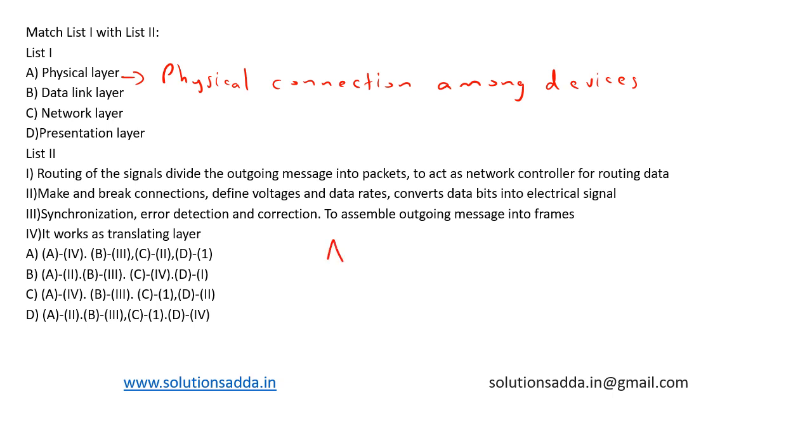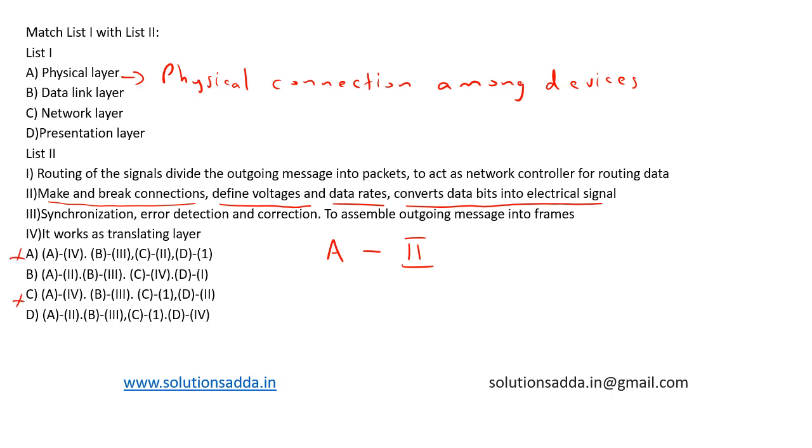So from the options we can see A is mapping with 2, that is make and break connections, define voltage rate and data rate, convert data bits into electrical signals. A is mapped to 2. So we can eliminate option A as well as option C.